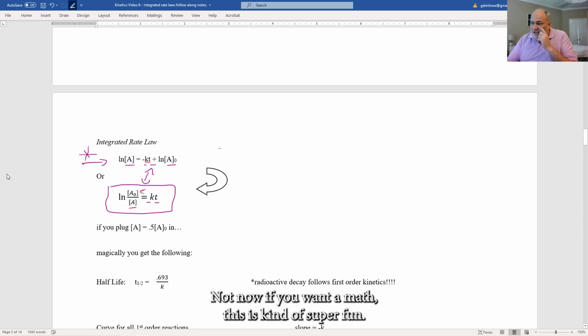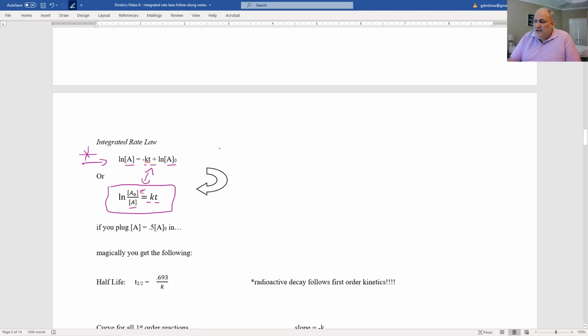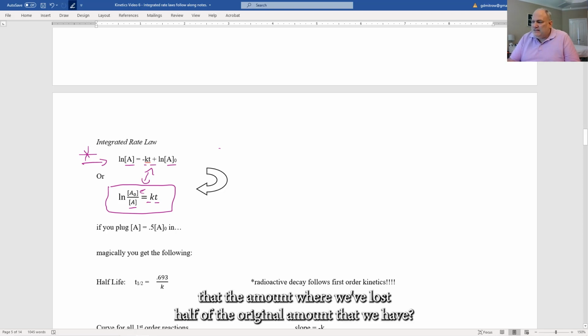Now, if you want to do some math, and this is kind of super fun, if we go to half-life, isn't that the amount where we've lost half of the original amount that we have?